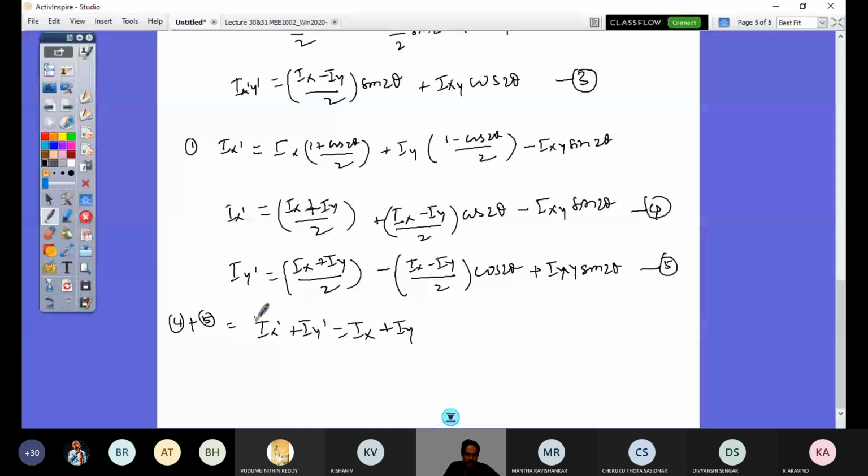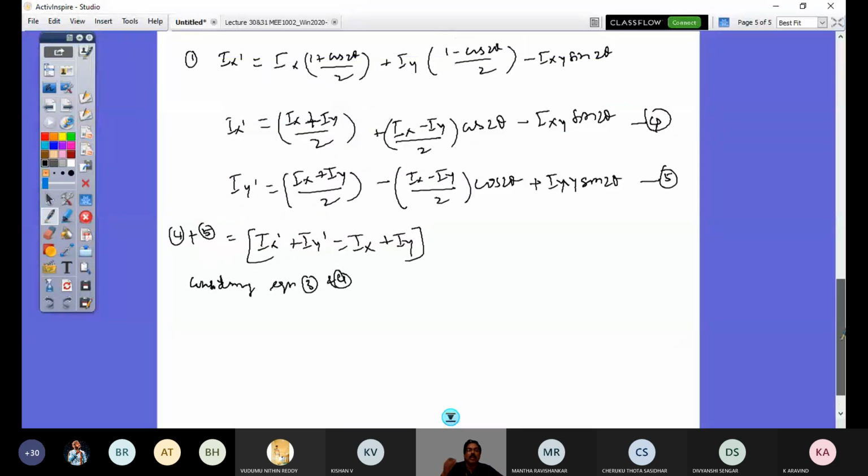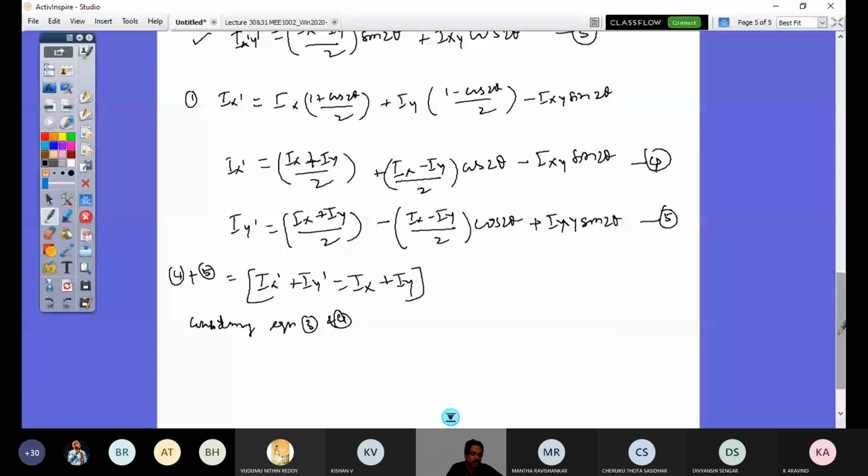Now, how do I get my I max and I minimum? Let me express this as a parametric equation of a circle. So I'll keep the trigonometric term on one side of equation 4 and the other term on the other side. Considering equations 3 and 4, I'm going to bring non-trigonometric terms on one side and the trigonometric terms on the other side.